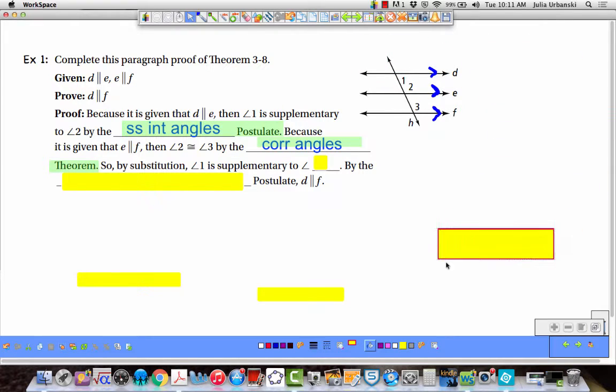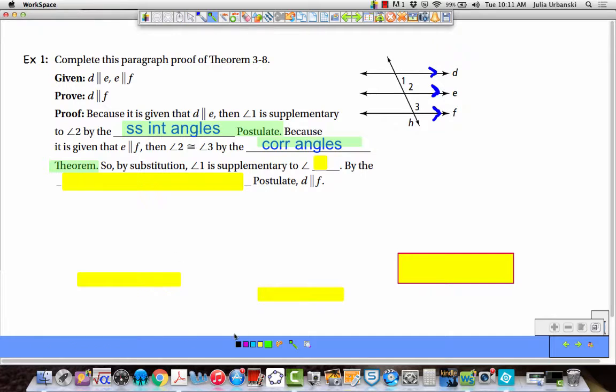Alright, so by substitution, we can take this statement, I'll put it in pink, this statement right here, angle 1 is supplementary to angle 2, but at the same time, angle 2 is equal to angle 3. So substitute 3 in place of 2. Put it right here. What could you say instead? Angle 1 is supplementary to what? Angle 3. Good. So that goes right here. So all we have is angle 1 is congruent to angle 3. Oh, I'm sorry, supplementary to angle 3.